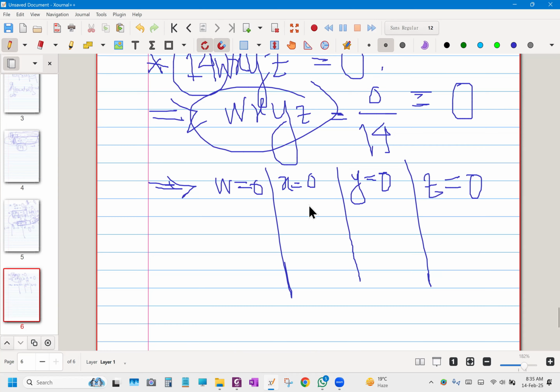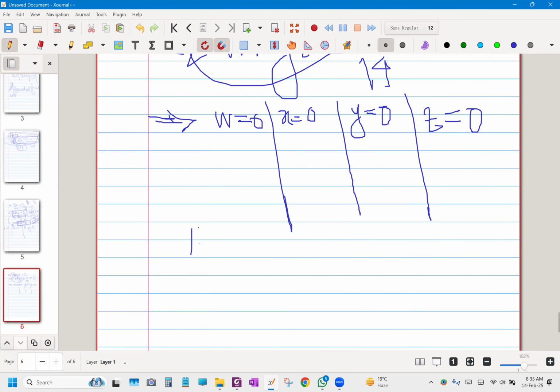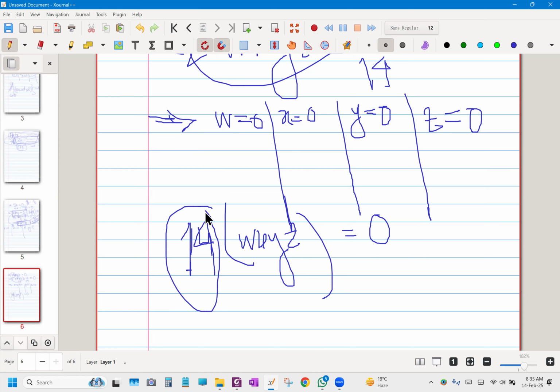What is procedure number 2? Procedure number 2 is to consider this 14 as a product, and w, x, y, z is also a product. These two products multiplied give 0, so one of them cannot be nonzero. 14 cannot be 0, so definitely the other is 0.